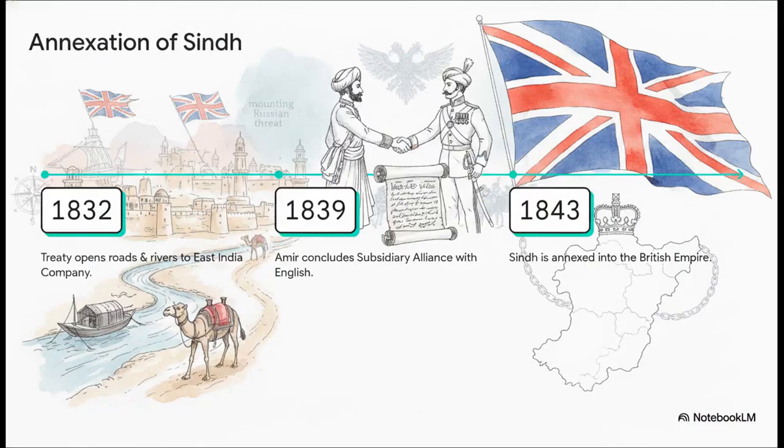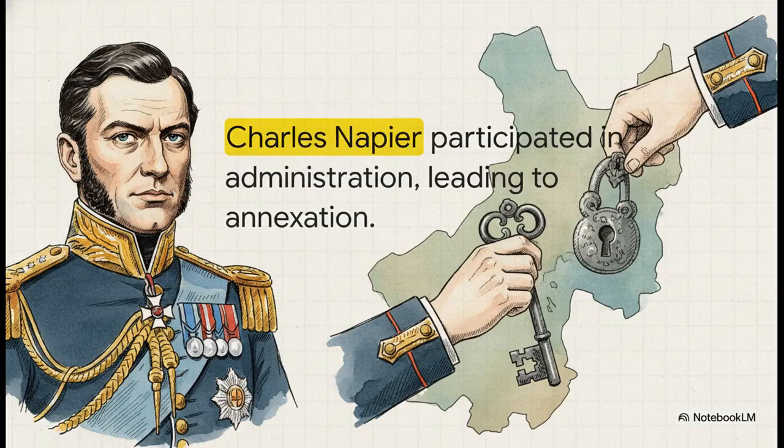And this timeline right here, it brilliantly illustrates a perfect step-by-step escalation straight out of the playbook we just studied. Look at how it unfolds. In 1832, they start softly with Policy 1, Economic Control, signing a treaty to open vital roads and rivers. By 1839, driven by that mounting Russian threat, they escalate to Policy 2, a subsidiary alliance. Finally, in 1843, they jump straight to Policy 3, direct subordination, resulting in the complete, full annexation of Sindh into the British Empire.